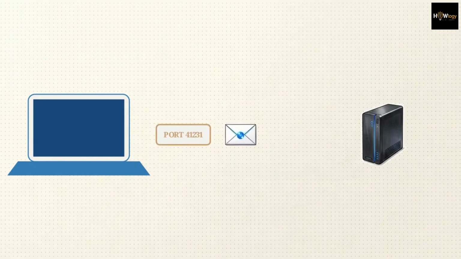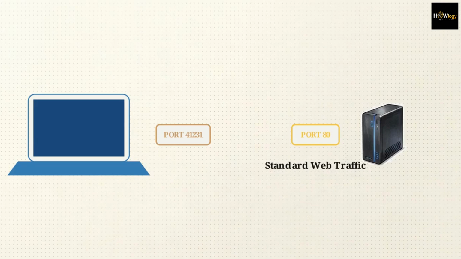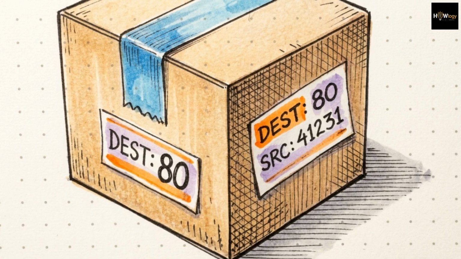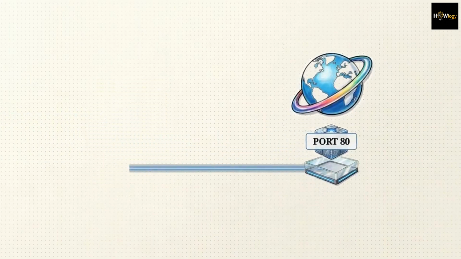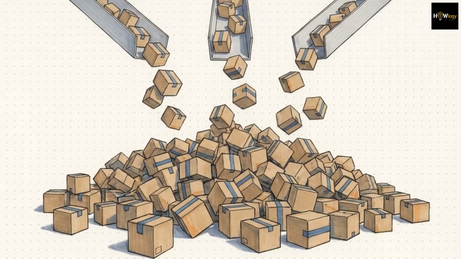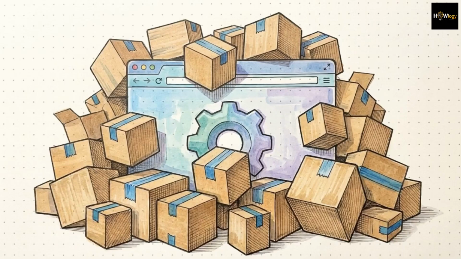For example, when you request a website, that data request leaves your computer through a randomly assigned port, like 41231, but it specifically targets port 80 on the receiving server, which serves as the universal standard for web traffic. These port numbers are stamped onto the header of every single piece of data traversing the network. The moment a packet arrives, your computer reads the stamp and instantly routes it to the correct internal process. Without this numerical sorting system, the transport layer would deliver a chaotic pile of mixed data, leaving your software unable to distinguish between useful information and background noise.